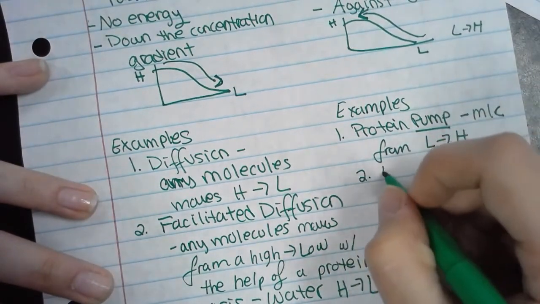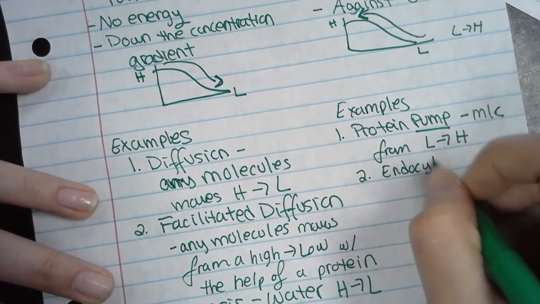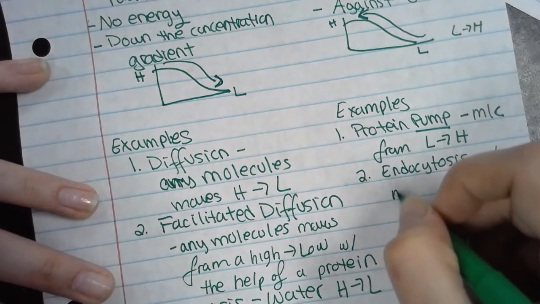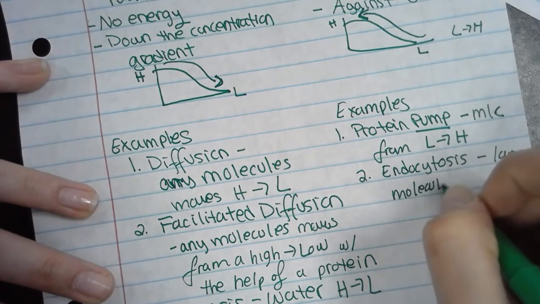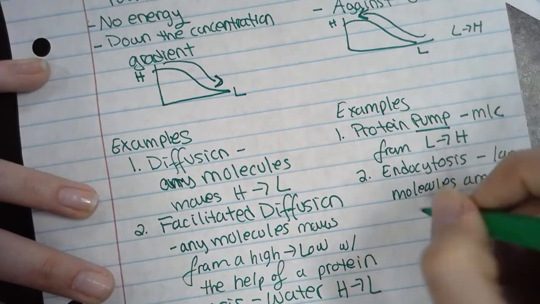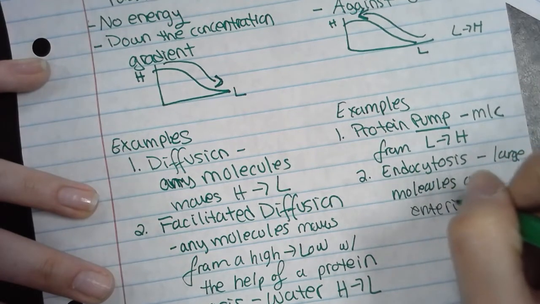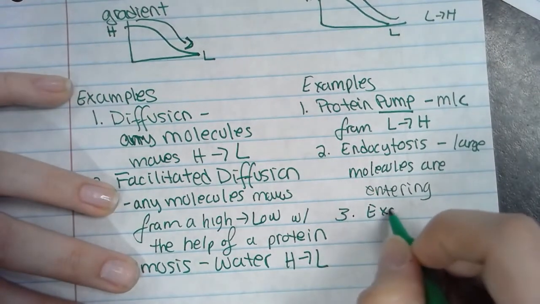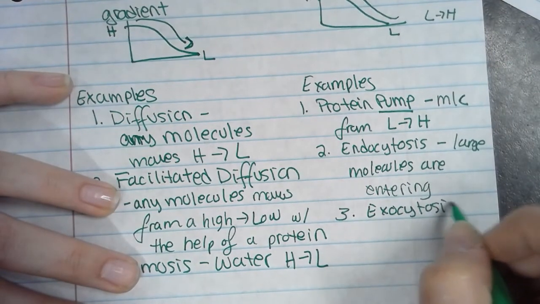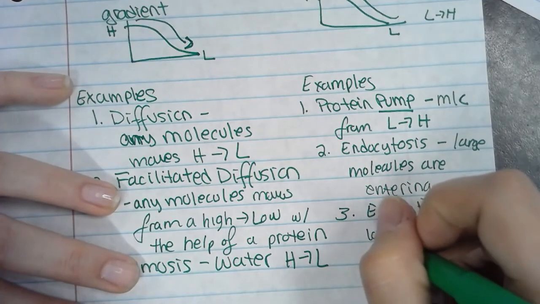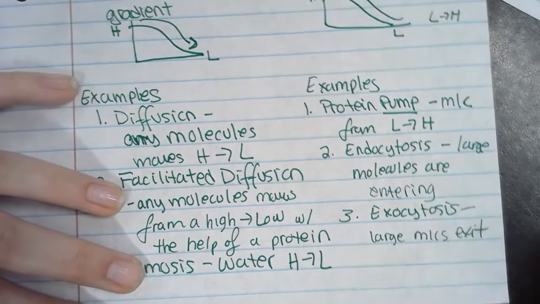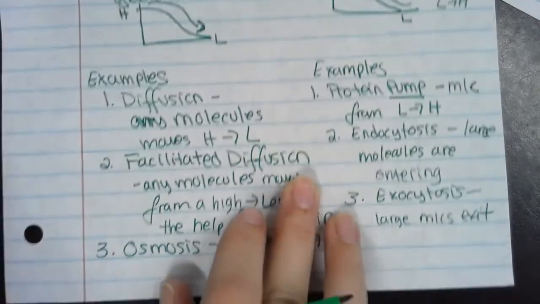The second one is endocytosis. That means that large molecules are entering the cell. You need a lot of energy to bring in those big molecules. And then the last one is exocytosis, which is when large molecules exit. All right, so that's your brief overview of passive versus active.